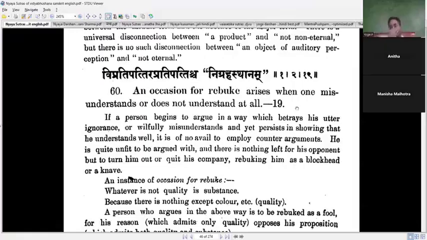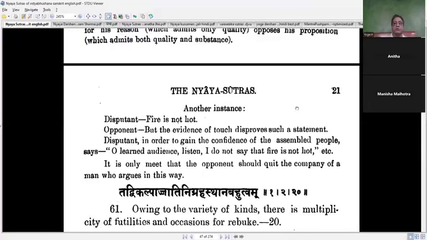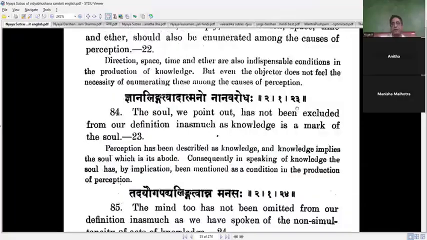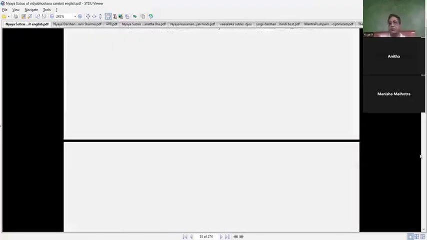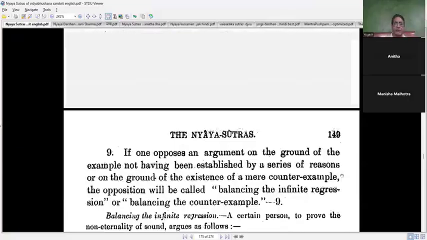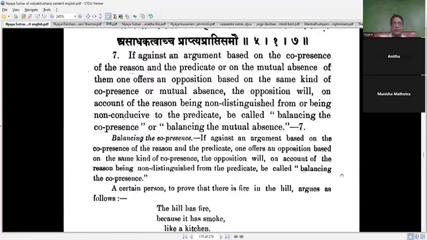5th chapter part 1 is Jati. 5th chapter part 2 is Nigrasthan. So this we have discussed. We have seen what the different kinds of logical fallacies are. Now we go on to the 5th chapter and have a look at what arguments are given.